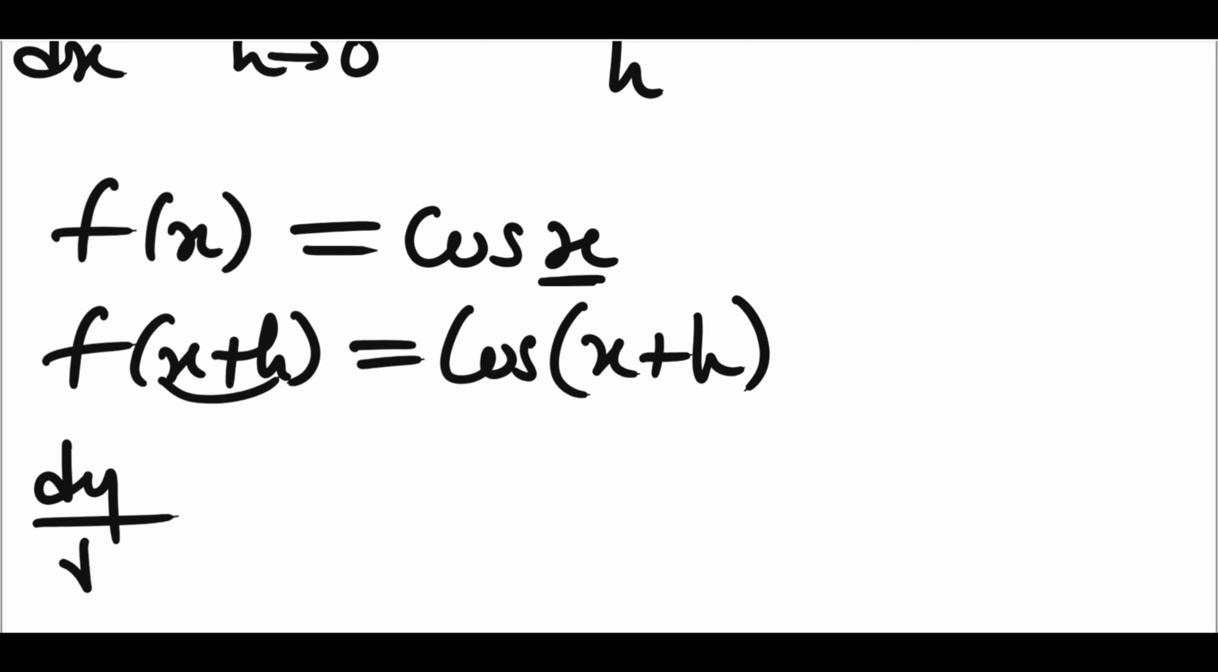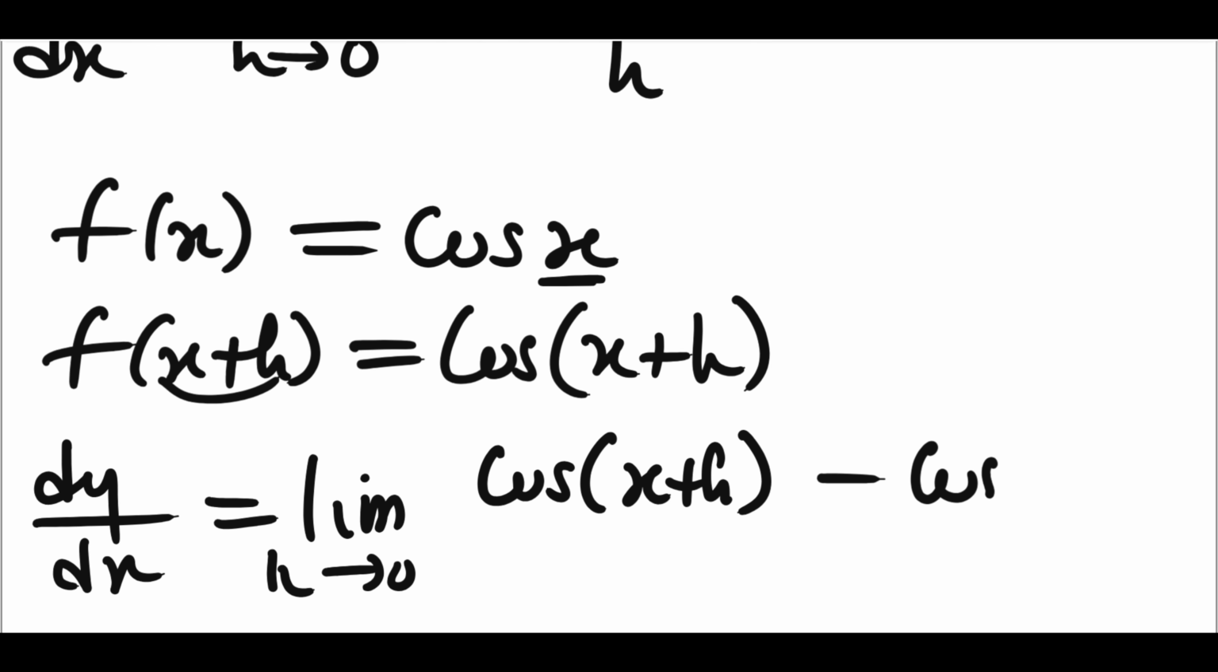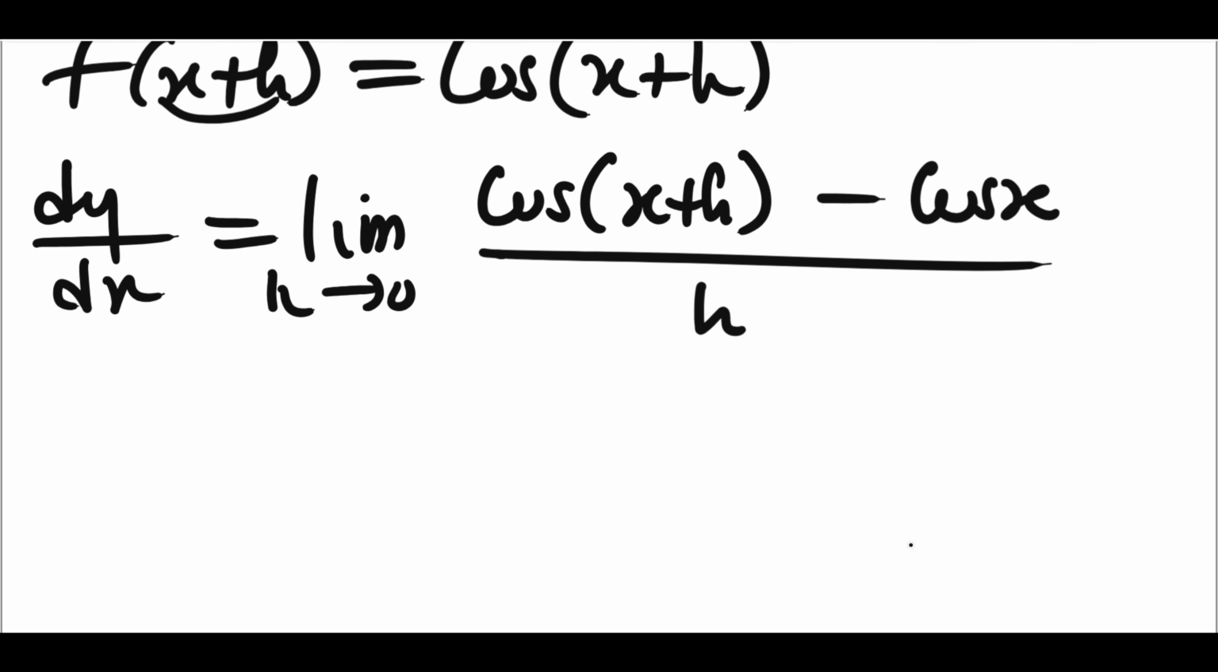So we have dy/dx is equal to the limit as h approaches 0, then our f(x + h) is cos(x + h), then minus f(x), which is the same as cos x, all divided by h. So let us apply the compound angle identity here. We have cos(x + h), so let us expand this one first.